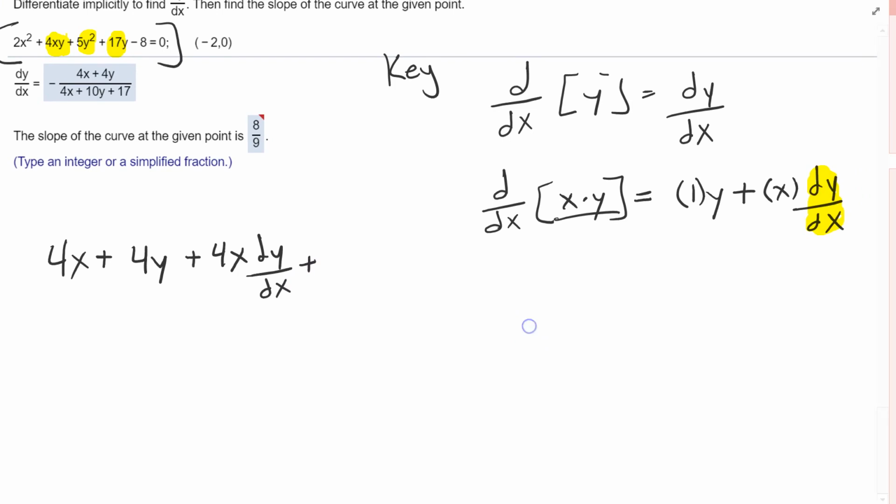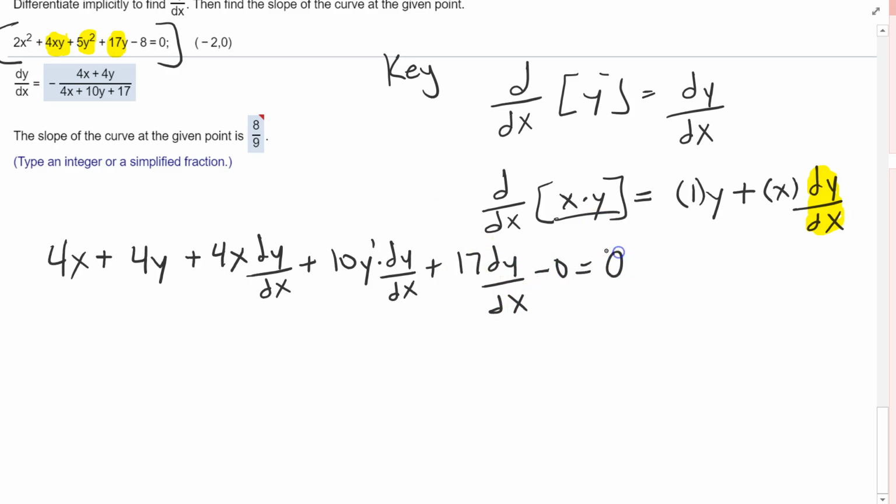The third term, we have a y squared, so we have to use the chain rule. We'd have 10y to the first power times dy over dx. Then the next term, we would have 17 dy over dx. The derivative of a constant is 0, and the derivative of 0 is 0.